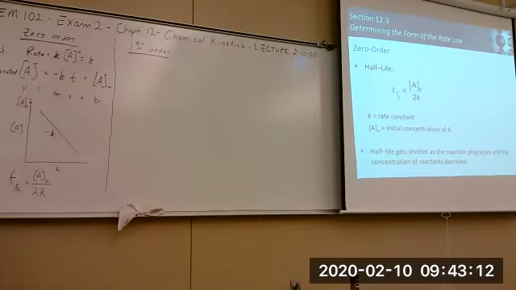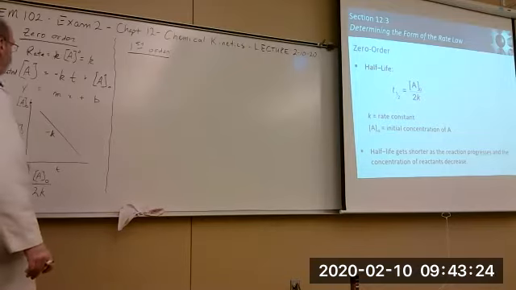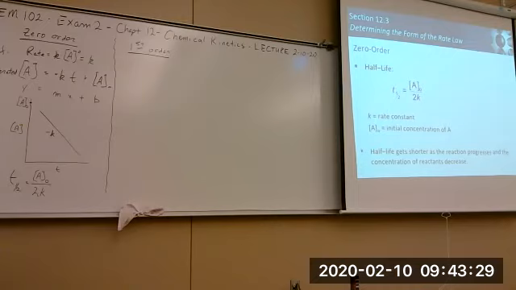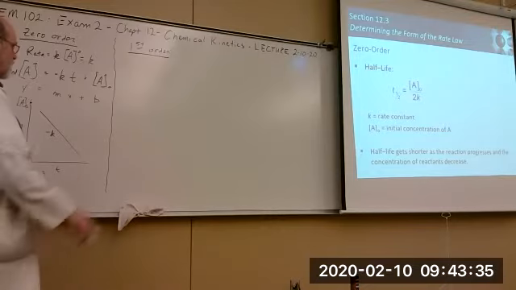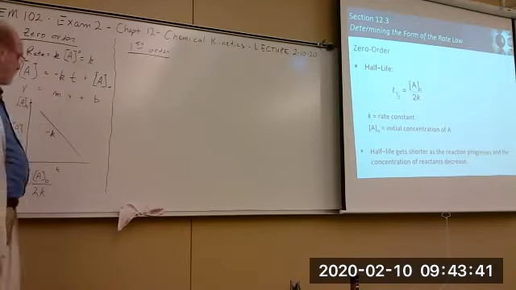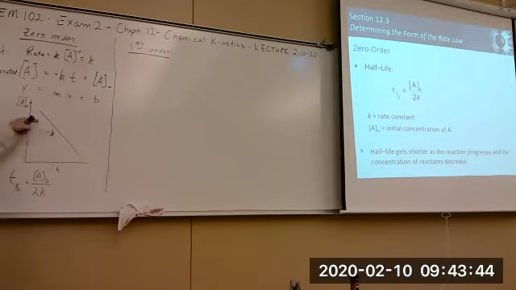This might be a stupid question, but how do you know when to use the integrated one? Which one's easier to use? Look at your data. What kind of data do you have? If you've got time versus concentration, I'd use that one, because plotting that one tells you whether it's a straight line. If it's not zero order, it won't be a straight line, it'll be a curve. Okay, now the next one's going to be a curve.